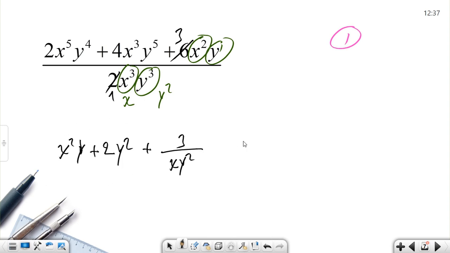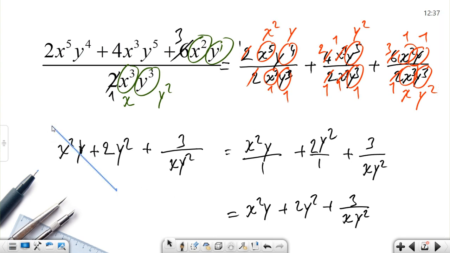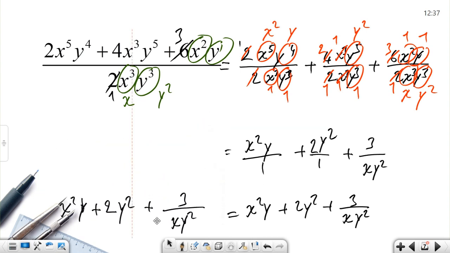So as you see, we can do it mentally. We don't have to write all these steps. We get the same result. They are equal, same things. So we can do it mentally, term by term. You need to simplify all terms by this denominator.